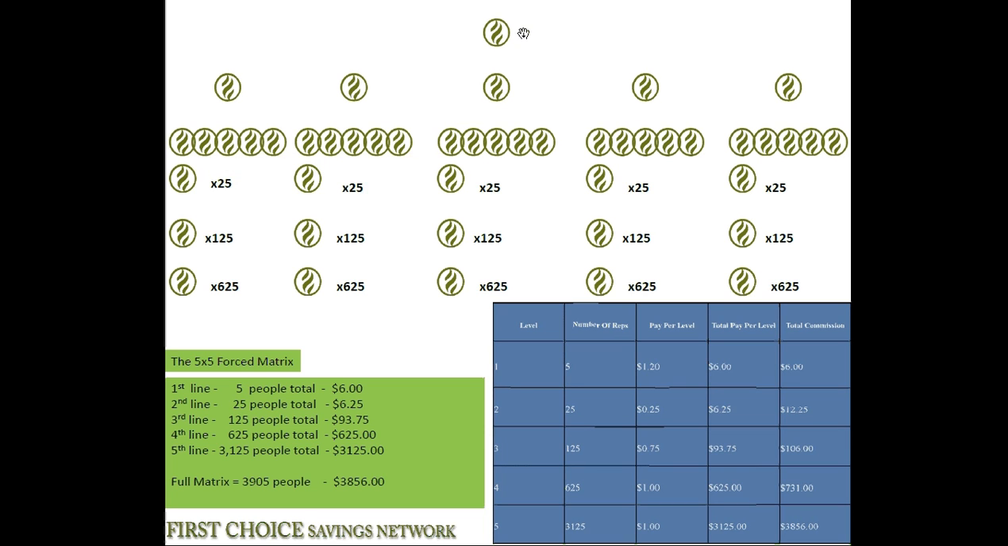But what I'm trying to get across here is the many different ways that your matrix can get filled up. You could fill it all up. These guys could fill it all up. These guys could fill it all up. You know, all that good stuff there. Simply, if you really think about this, if everybody signs up 5 people.